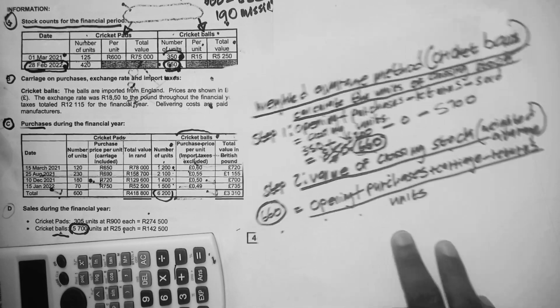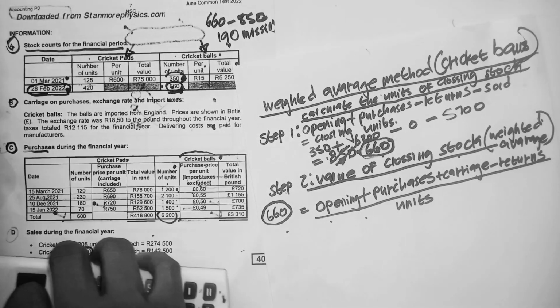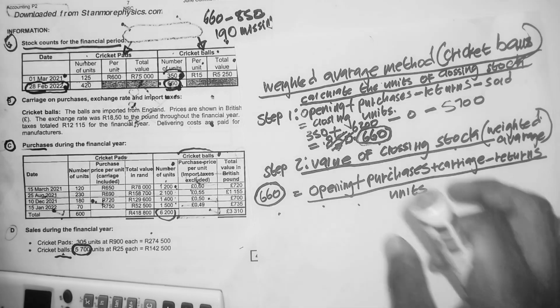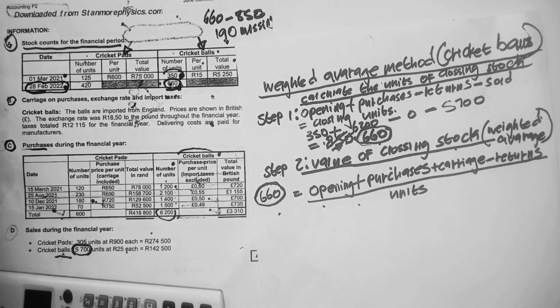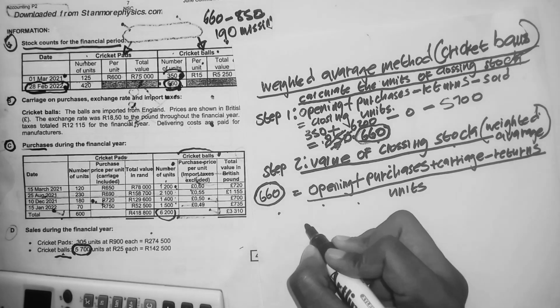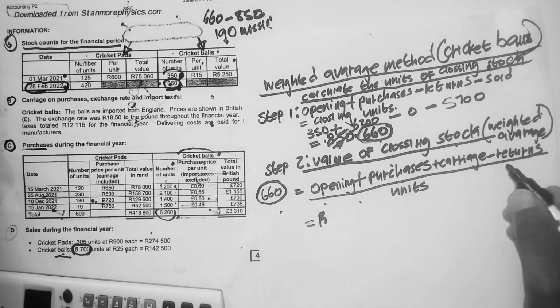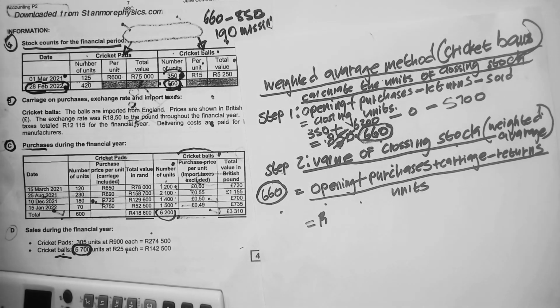I believe on this activity that we are doing now, there are no returns, but I will do another video maybe tomorrow where I will be doing an activity that has returns. So now this is the formula for weighted average. So let's do it in practical now. Opening plus purchases plus carriage minus returns divided by units.